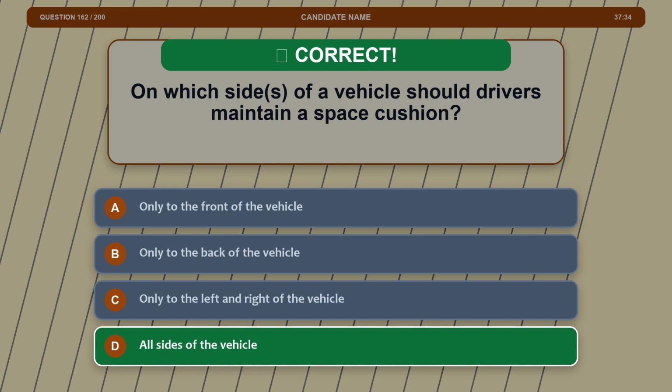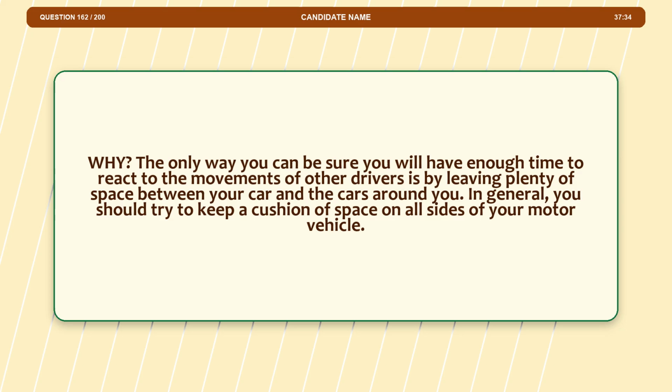The correct answer is option D, all sides of the vehicle. Explanation. The only way you can be sure you will have enough time to react to the movements of other drivers is by leaving plenty of space between your car and the cars around you. In general, you should try to keep a cushion of space on all sides of your motor vehicle.